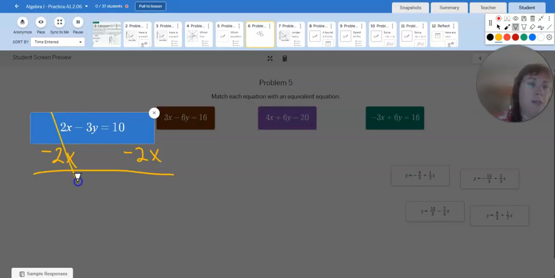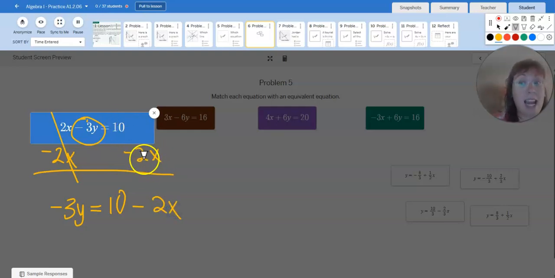Opposite operation, 2x minus 2x is 0. So we have a negative 3y. Don't forget that it's a negative 3y. Equals 10 minus 2x. We cannot combine those. It's not 8x. 10 does not have an x, so we cannot combine them.